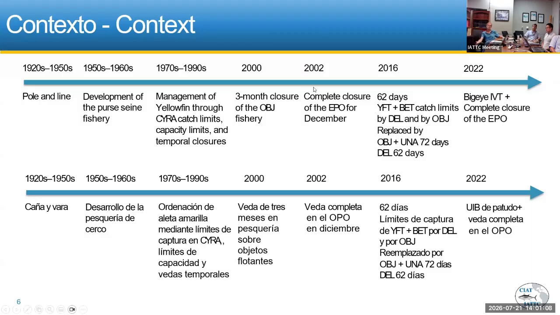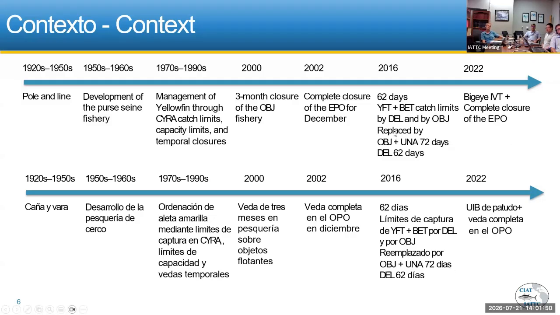But that didn't last. So in 2002, we actually moved towards a complete closure of the EPO for a whole month. And so that's when the current management measures kind of start, where the seasonal closures are on the whole EPO. In 2016, there was an attempt to try and differentiate management between yellowfin and bigeye with catch limits. But that didn't work out because there was, I think, a very high recruitment of yellowfin tuna coming through, and so the catch limits of yellowfin were caught very quickly.